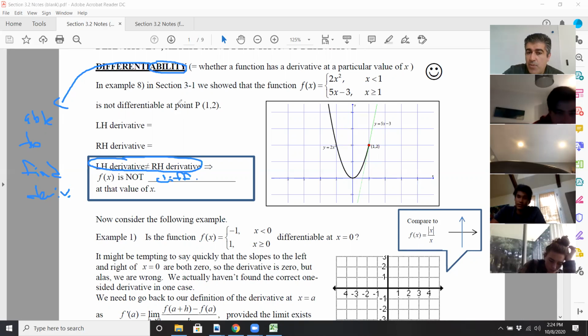So in example 8 of the 3-1 notes, we had a piecewise function. I just recapped it with you guys. And we saw that when the left-hand derivative was one value and the right-hand derivative was a different value, the derivative won't exist there. So we showed that f was not differentiable at x equals 1 because LHD is not equal to RHD. But when they do equal each other, then it is differentiable. So let's continue that discussion for example 1 down below.